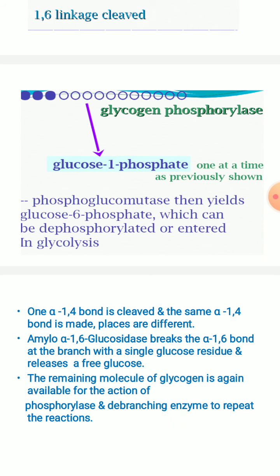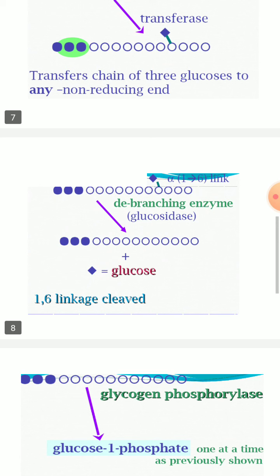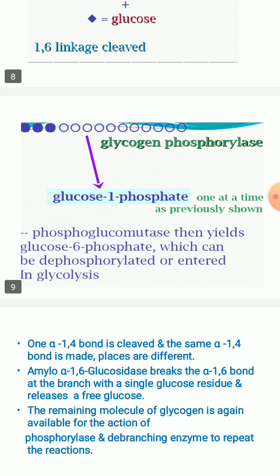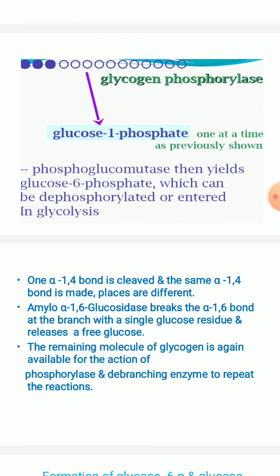The action of this amylo alpha 1,6 glucosidase, you see here, is going to break the alpha 1,6 bond and release only a free glucose molecule, right? That free glucose which is released, and the remaining glycogen molecule is again available for the action of glycogen phosphorylase, and further the debranching enzyme, in order to repeat the reaction. The same reaction goes on repeating.